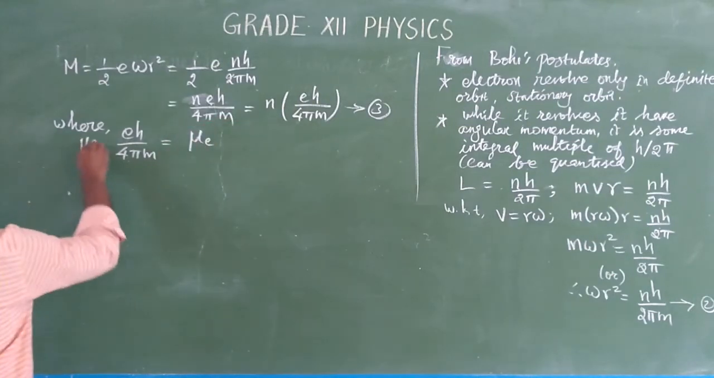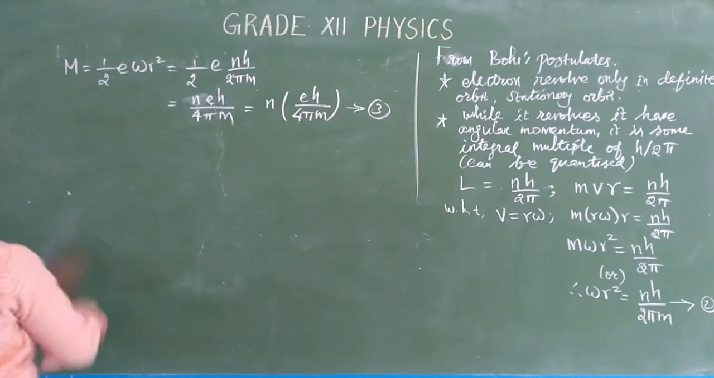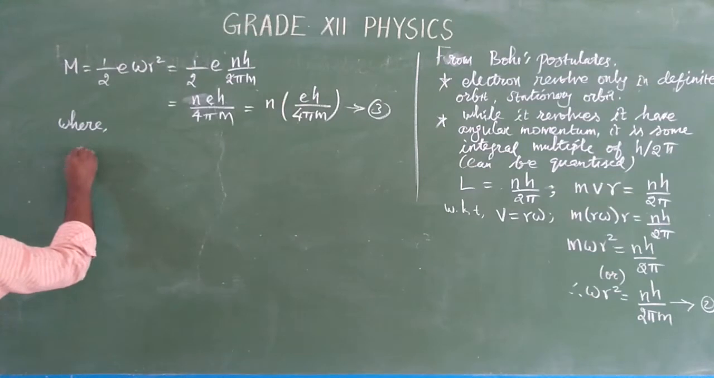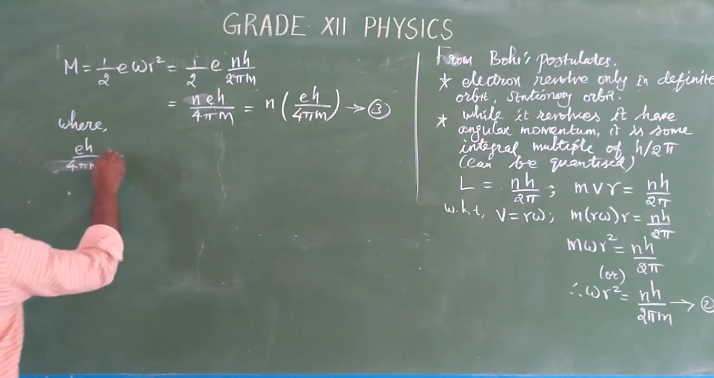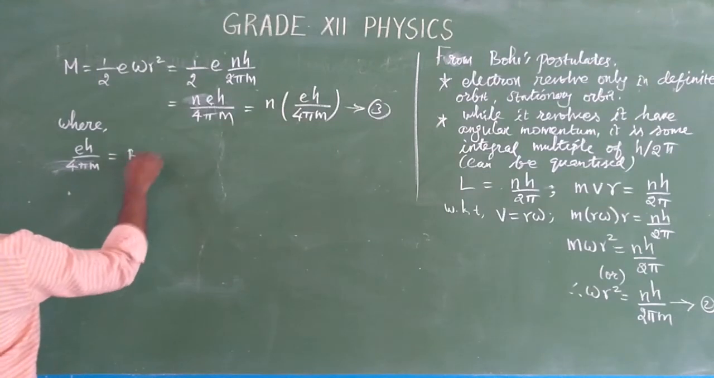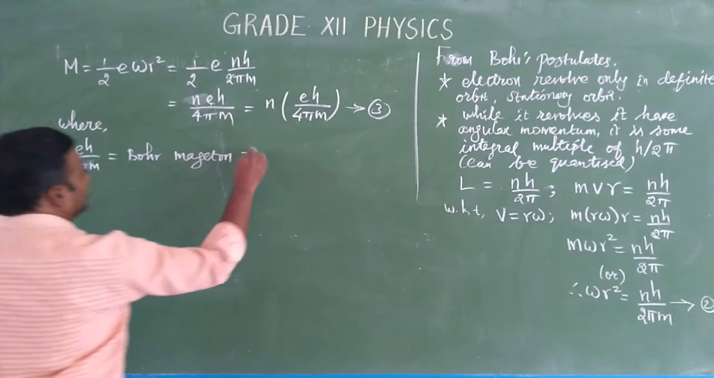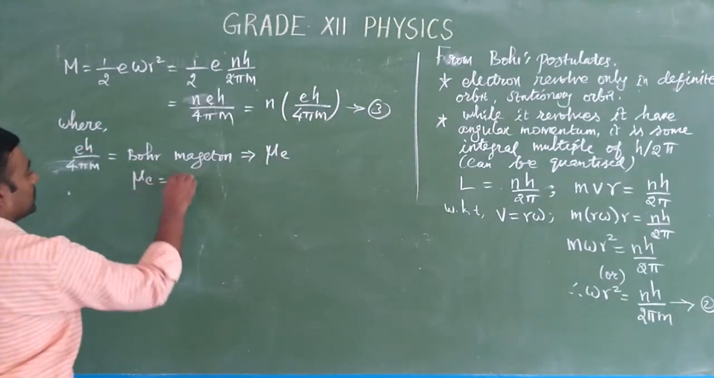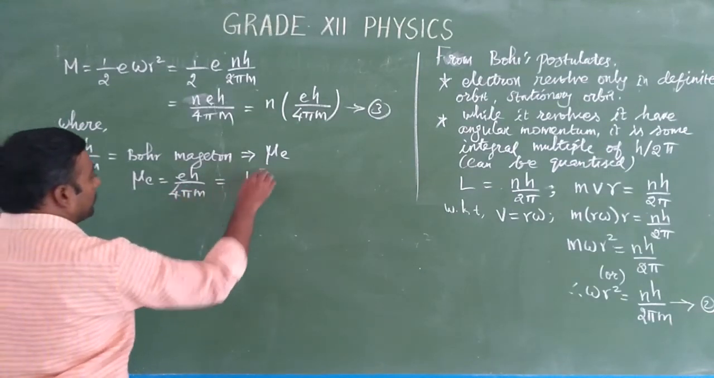So where this value is called Bohr magneton, we will write it here, where eh by 4 pi m is called the Bohr magneton, that is mu e. What is its value? So mu e is equal to eh by 4 pi m. So substitute all the constant values.